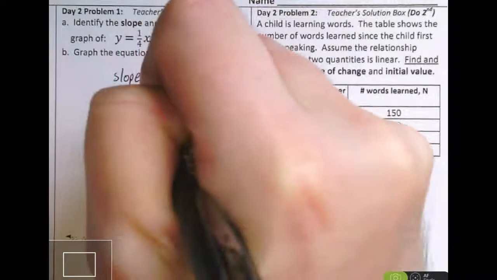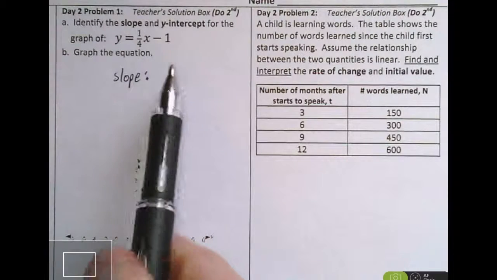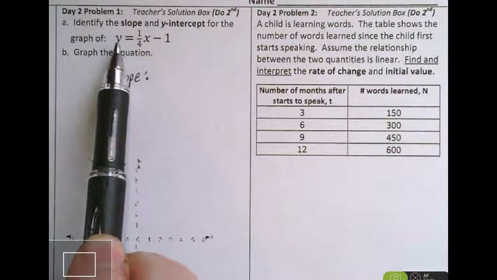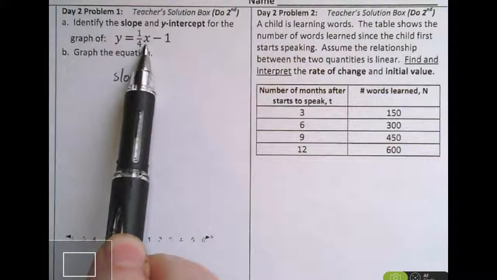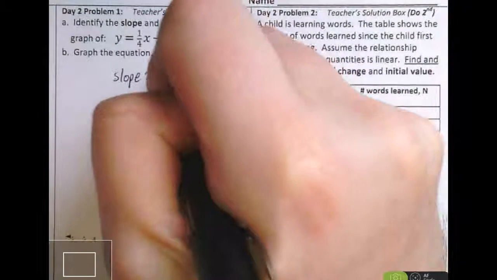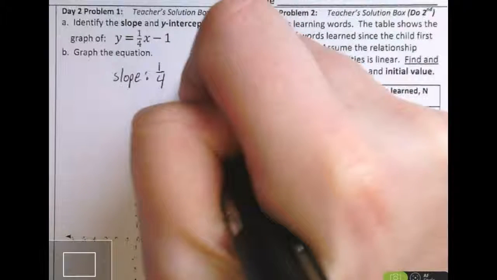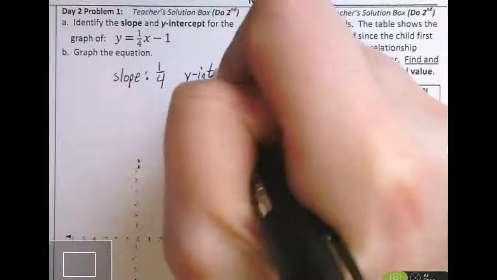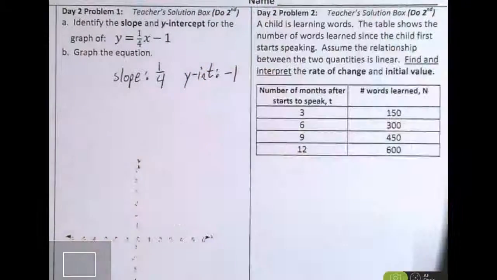Well, for the slope, we can use the coefficient of x. You can't use that for every equation, but when an equation has the letter y alone, and then the x term is to the right of the equals, the slope is the coefficient of x. So that's 1/4. And for the y-intercept, we can use the constant -1.